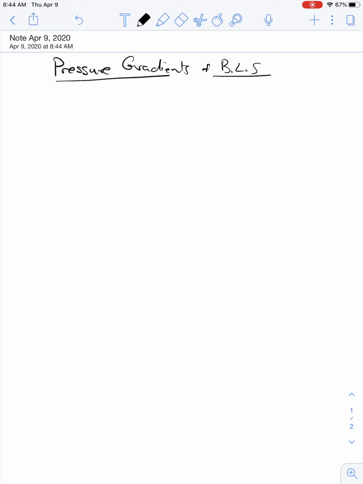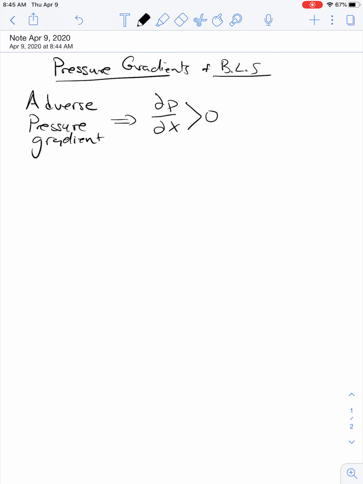Okay, so this is something that's really, really important. To initially talk about this, what do we mean? Again, some of this I just want to talk about because it's terminology. An adverse pressure gradient is a situation where the pressure gradient dP/dx is greater than zero. That means that the pressure increases as we go downstream.